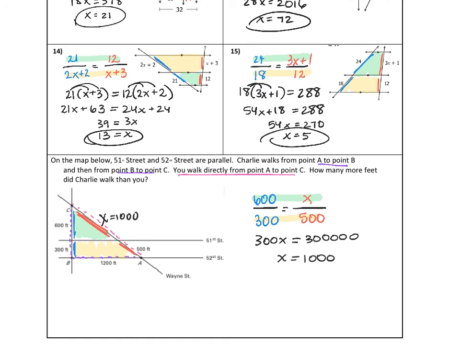So now we can see that Charlie walked a distance of 1,200 plus 300 plus 600 feet, or 2,100 feet, and you walked a distance of 500 plus 1,000 feet, or 1,500 feet, meaning that Charlie walked 600 more feet than you did.